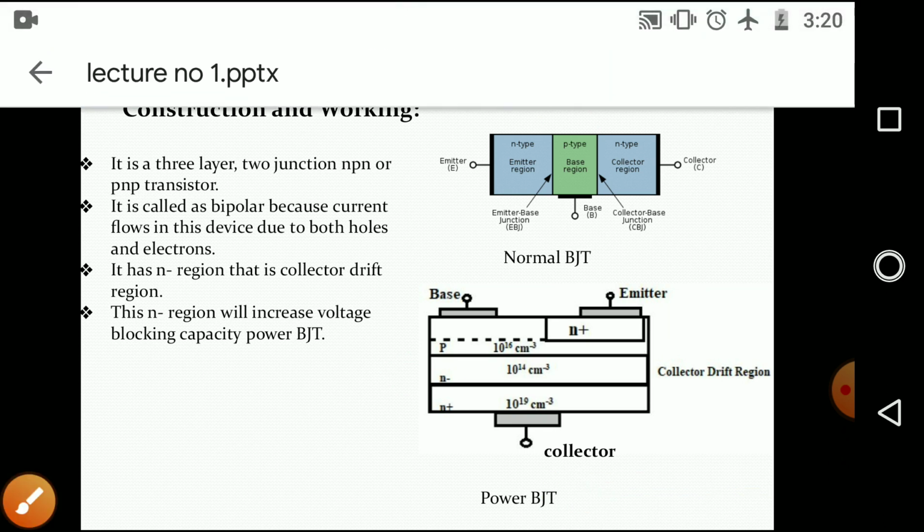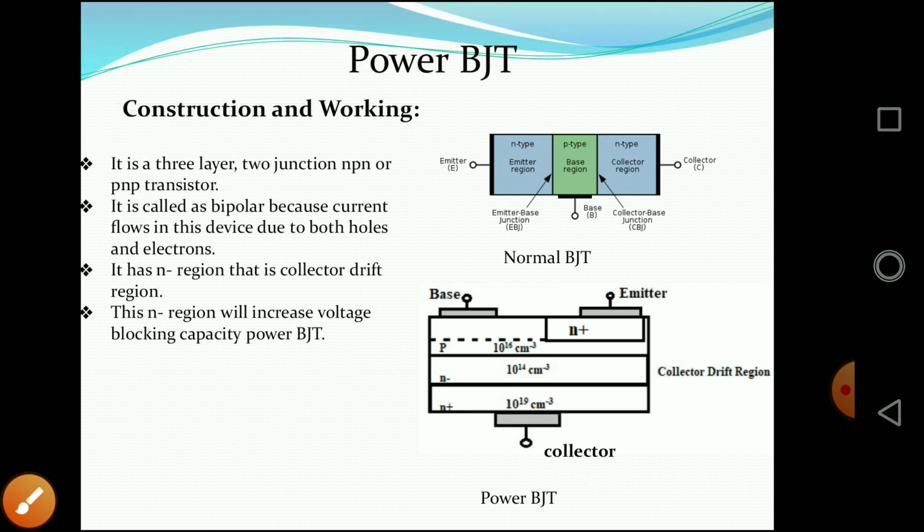So due to the presence of this drift region, the depletion layer width will be more when the applied supply is in the form of reverse. As the drift region is present here, this power BJT has high capacity to withstand that negative voltage.